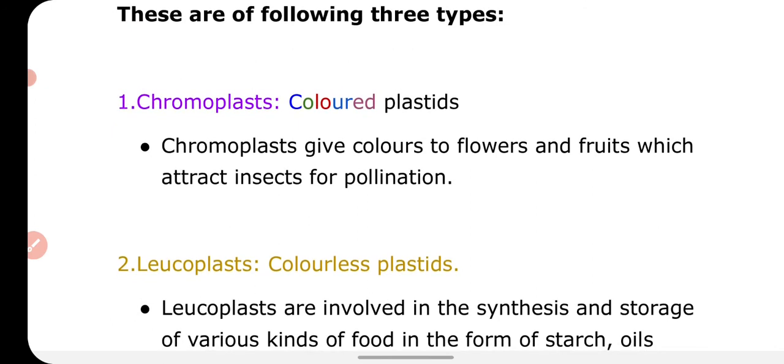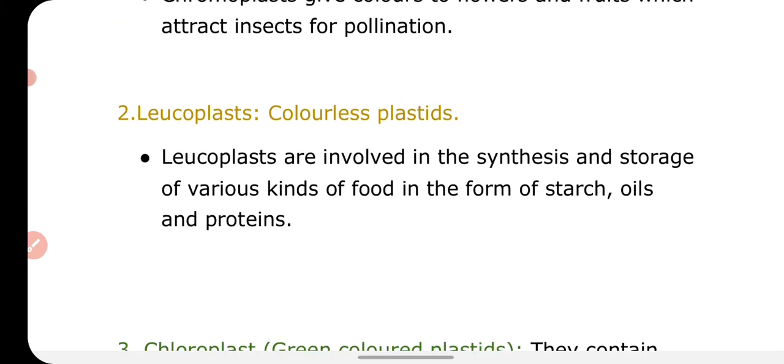The first one is chromoplast. Chromoplasts are the plastids that have colorful pigments, that's why they are called colored plastids, and they give color to the flowers and fruits. And you know that colorful flowers attract the insects for pollination.